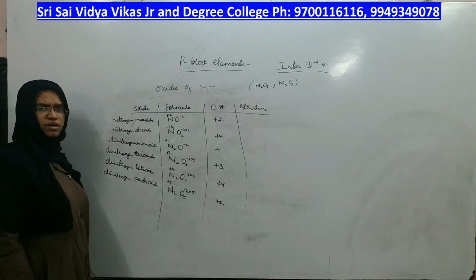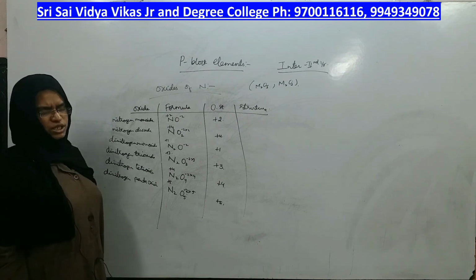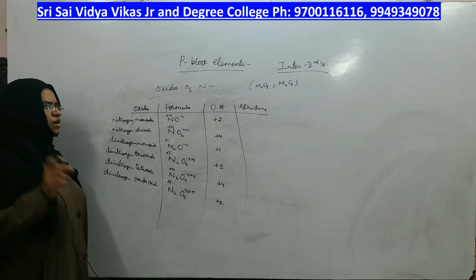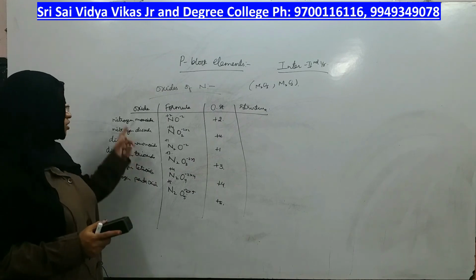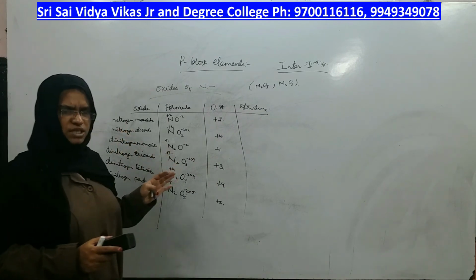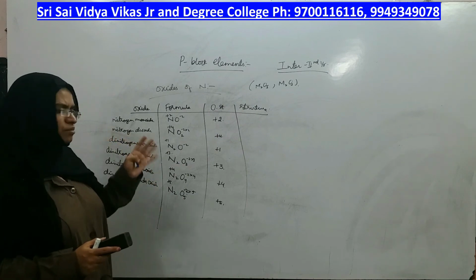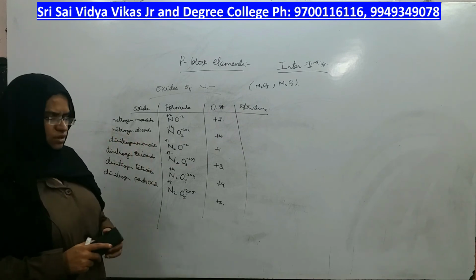In the exam for 4 marks or 2 marks also, they can ask you to write about the oxides of nitrogen. They won't ask you to write about monoxide, dioxide. They will simply ask you to write about oxides. You have to draw the complete table having 4 columns, right?